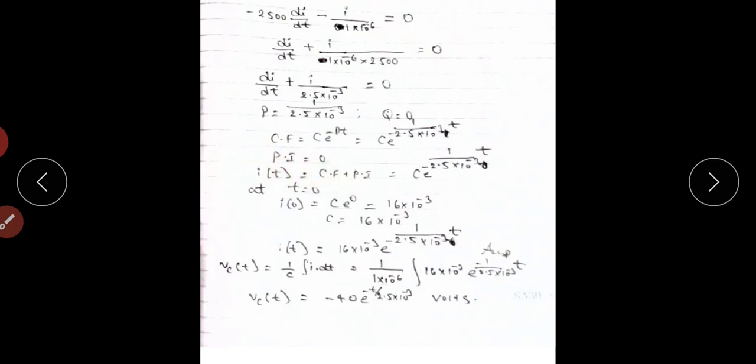Here CF equals C into e power minus 1 by 2.5 into 10 to the power of minus 3 into t, and PI equals 0. So this is the current expression. Next, to find this constant value, apply the initial condition. The initial current value I of 0 plus equals 16 milliamperes.